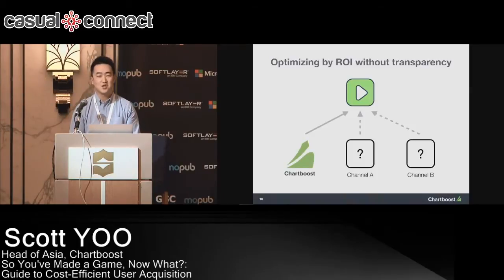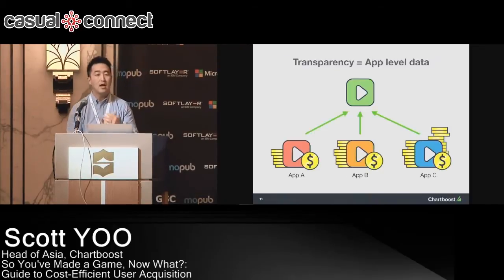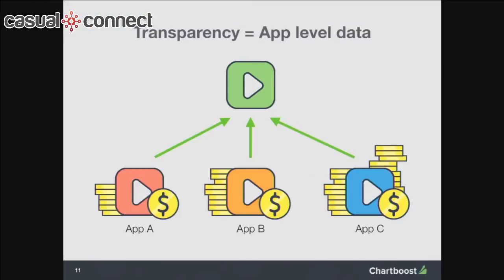A lot of user acquisition channels will tell you, we optimize based on ROI. We'll do that for you. But you should have that control. They should be providing you the data so that you have your own unique metrics and KPIs that you want to meet, and you should be able to take action in those user acquisition channels to be able to optimize based on ROI. So what does transparency actually mean? Everyone talks about transparency in data. At Chartboost, we believe that transparency equals app-level data.